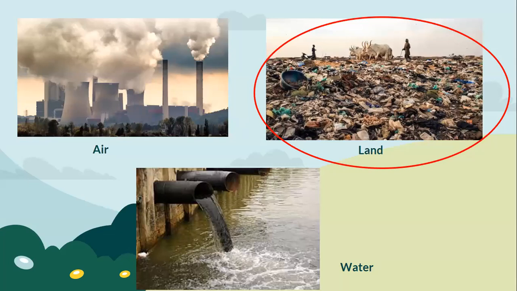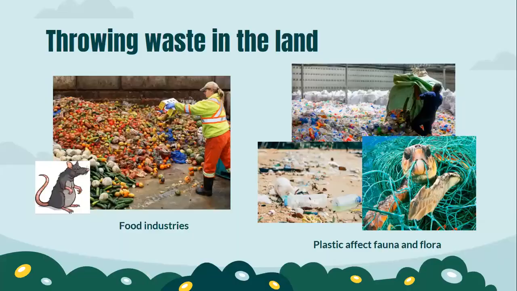Another way how the industries contaminate the environment is throwing solid waste on the land. For example, companies have waste at each stage of their production, and this waste ends in the dump or on the soil, causing contamination, and another big problem is plastics that can affect fauna and flora.